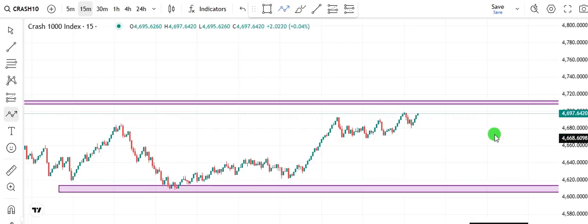So for this, let's just wait for the market to see what really happens. If you can get a breakout above this, a pullback, then you can think of riding a long stream with this market. So please take note of that. So we are still very much bullish on Crash 1000.